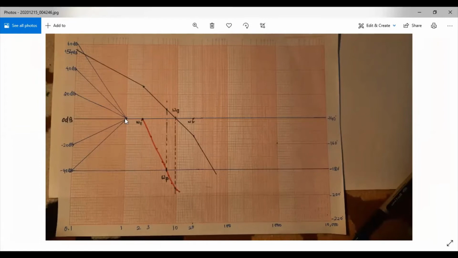Wait for 2 minutes. If anybody has not understood, you can ask. Draw only the first line, whose slope is minus 20 dB per decade, up to the first corner frequency.